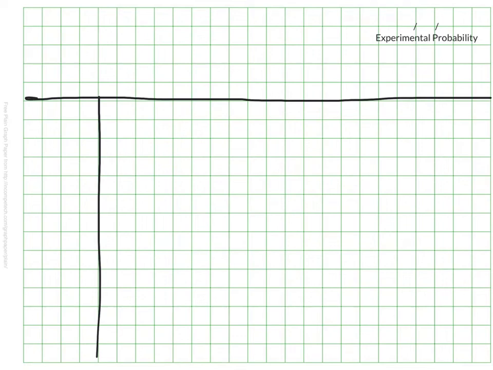This video is going to cover the topic of experimental probability. Be sure the date and topic are at the top of your page. The essential question that should be at the top of your notes is, what is experimental probability and how is it different from theoretical probability?